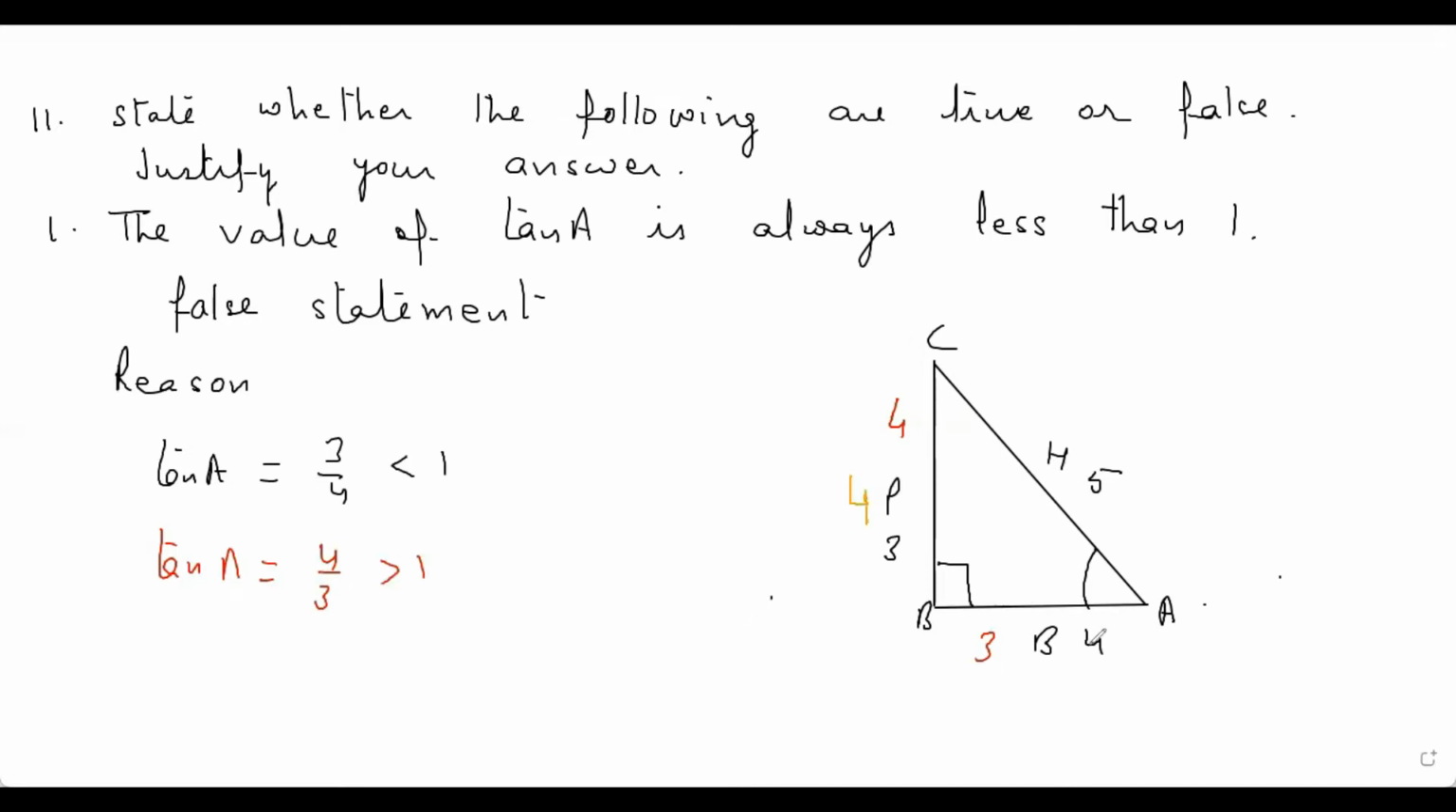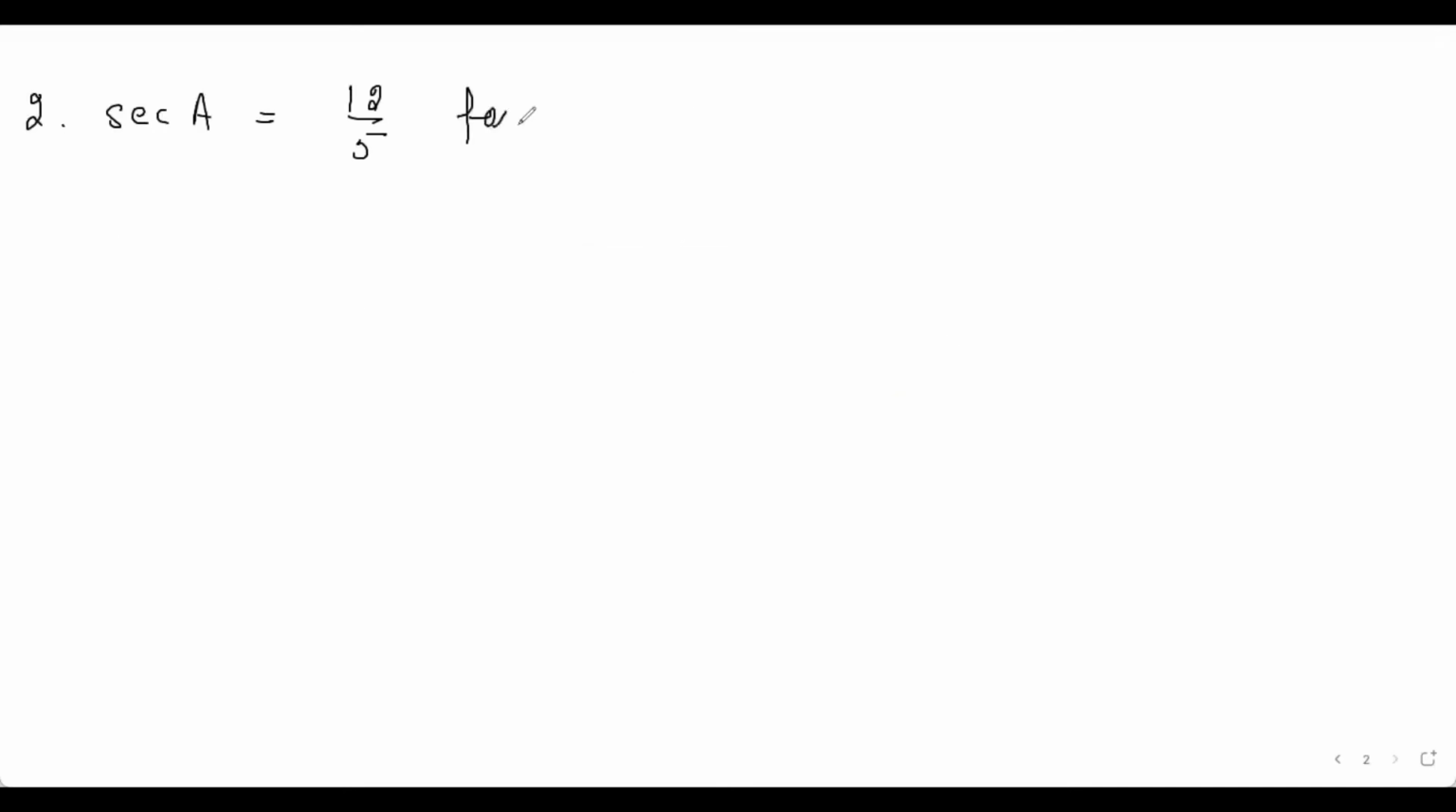If this line is 4 and this line is 4, in this case, tan A is 4 by 4, which is equal to 1. So the value of tan A can be less than 1, it can be greater than 1, it can be equal to 1. That depends upon the length of these two sides of this triangle. So you can't say the value of tan A is always less than 1. It can be 1, greater than 1, or less than 1. So this is a false statement.